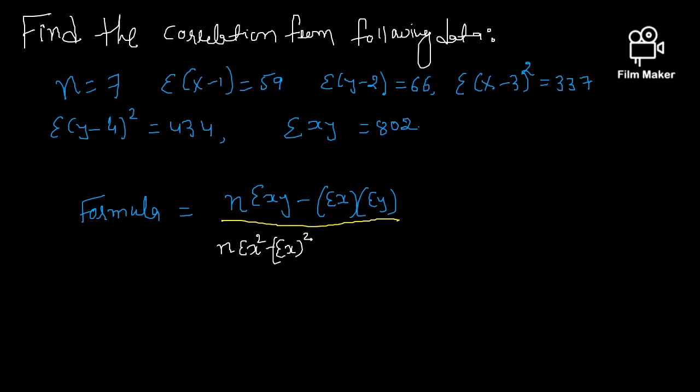But the basic problem in this question is, informations are there, but except sigma xy, nothing is given, and n, which is 7, that is given. The rest of the things we need to solve from the equations and find. So let us find one by one, where the first information is n equals 7 and the second is sigma (x minus 1) equals 59.